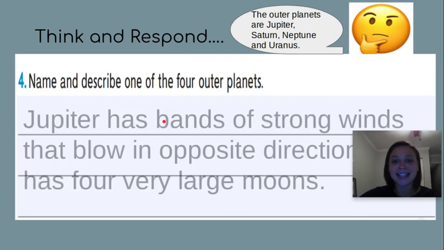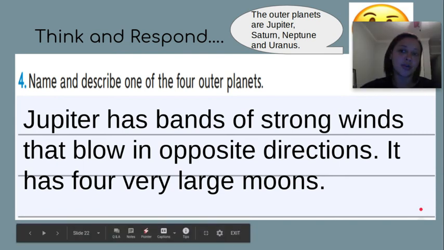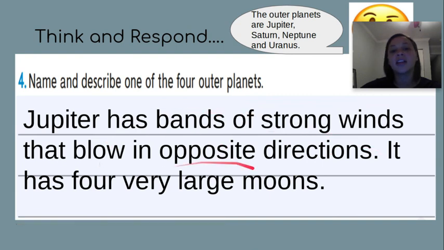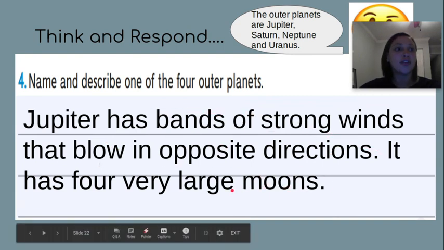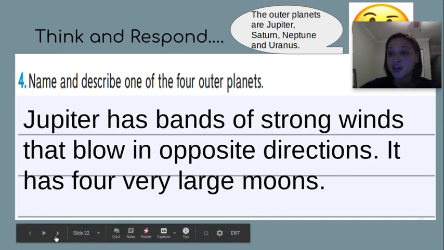Okay, here is an example of one of the planets and descriptions you could have written. Jupiter has bands of strong winds that blow in opposite directions. It has 4 very large moons. Okay, so if you need to rewind back, that's fine too. If you ever need to pause and look back, please do so.